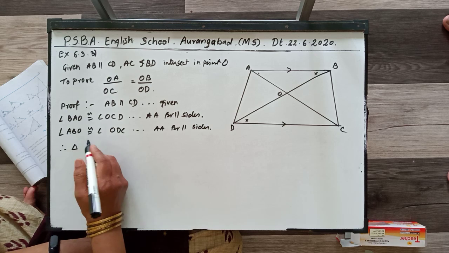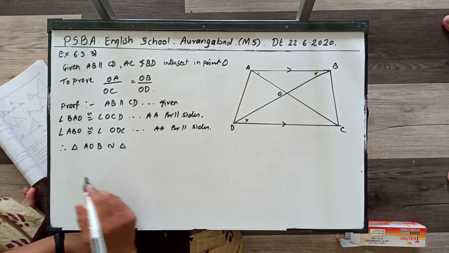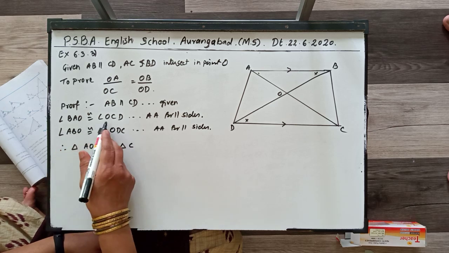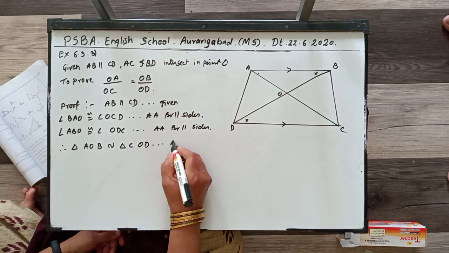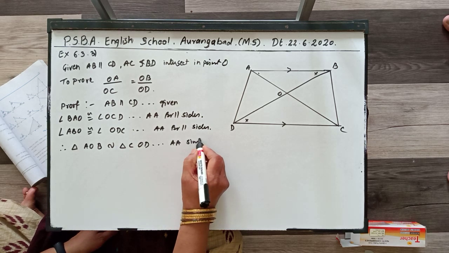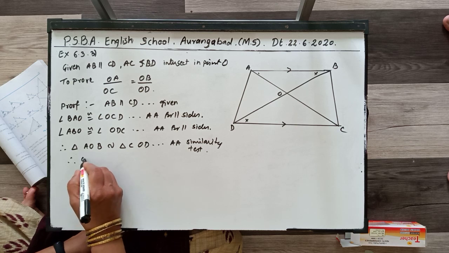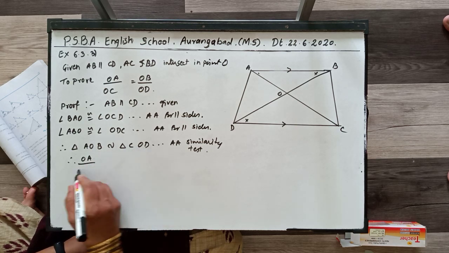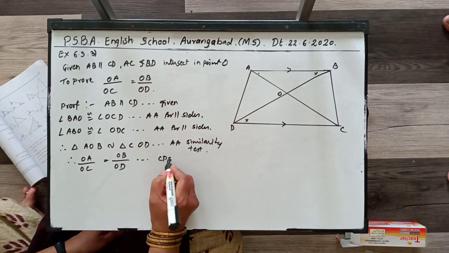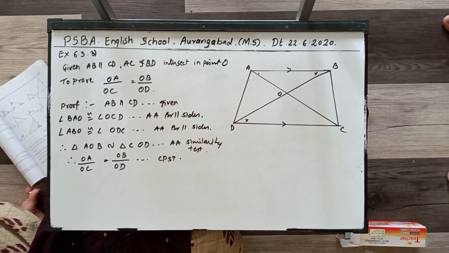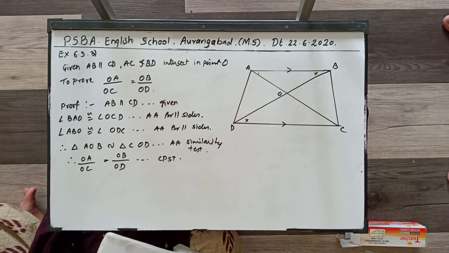Now therefore triangle, here A is congruent with C, so I will be writing AOB is similar with triangle. For A I will be writing C, for O it will be O, and for B it will be D, and here reason will be AA test of similarity. Therefore, we have OA upon OC will be equal to OB upon OD. CPST. And the proof is over for us. This is what we wanted to prove. It is proved. Correct?